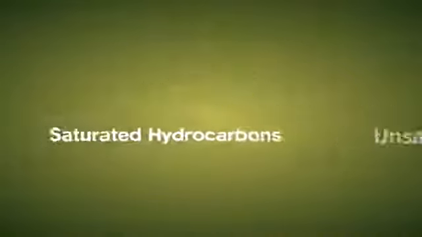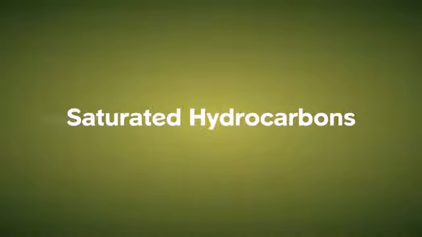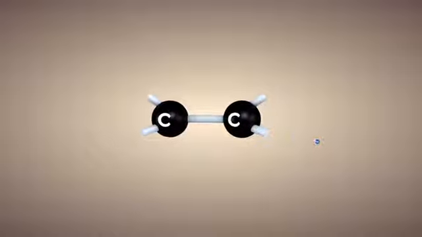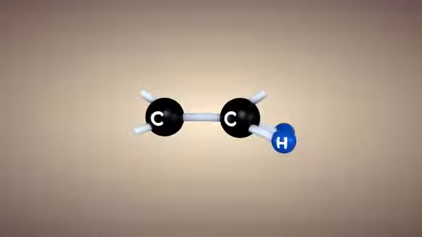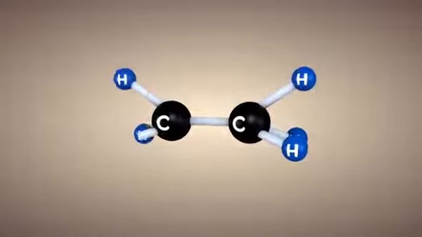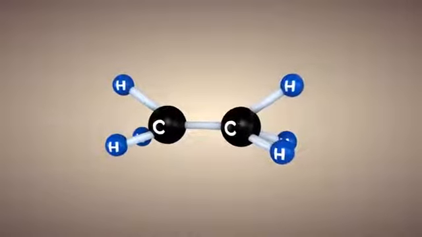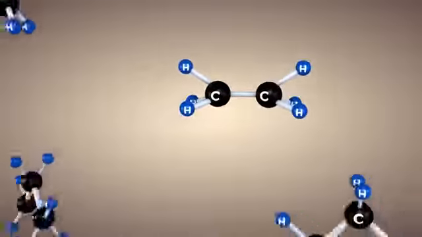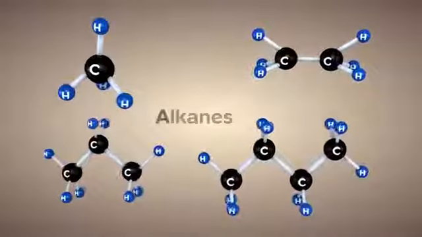Let's learn what saturated hydrocarbons are. In saturated hydrocarbons, all carbon-to-carbon bonds are single bonds. When two carbon atoms share one electron each, a single bond is formed. Saturated hydrocarbons, where carbon and hydrogen are linked to each other by single covalent bonds, are known as alkanes.